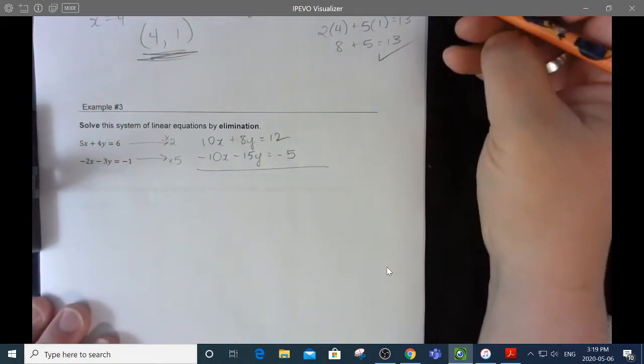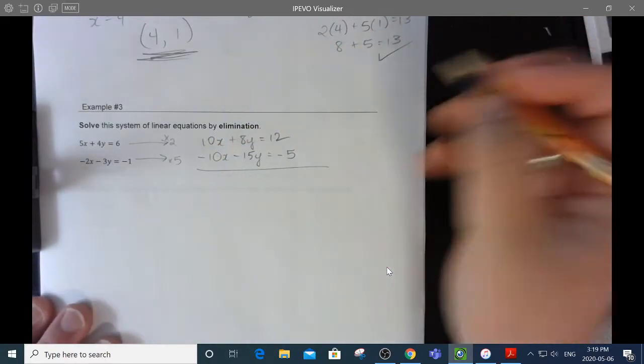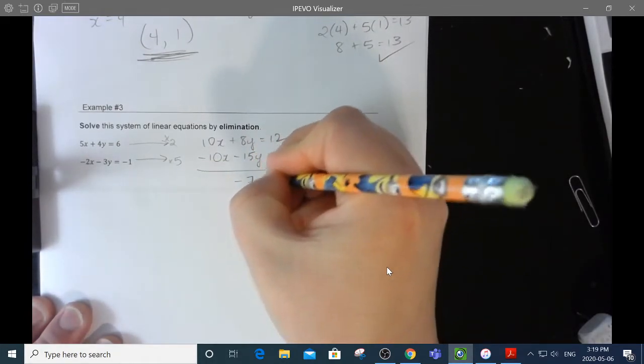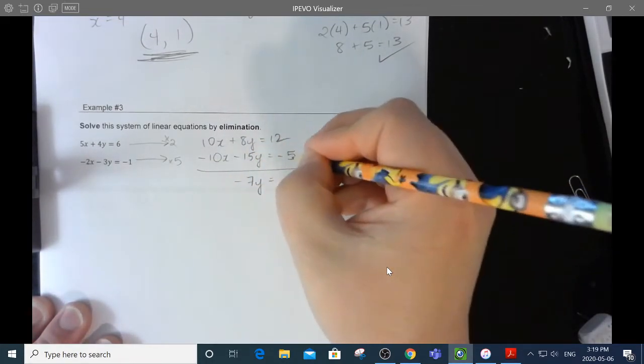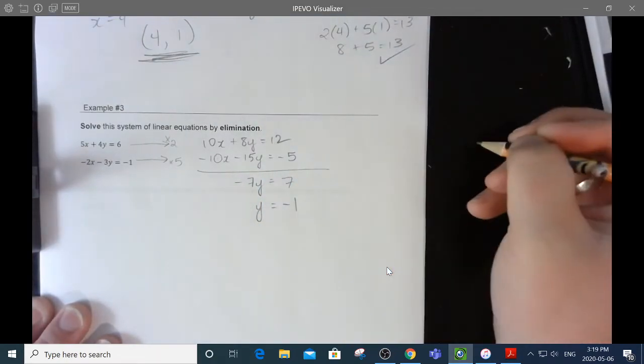Now I can add those equations together. The 10x and the negative 10x completely cancel. And then 8y's minus 15y's is negative 7y's. And 12 add negative 5 is 7. So y is equal to negative 1.